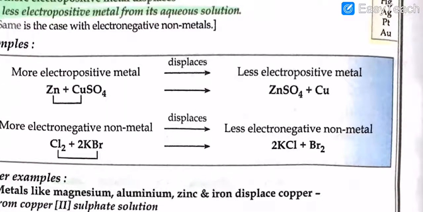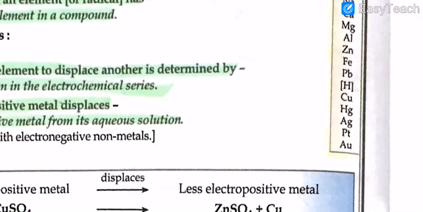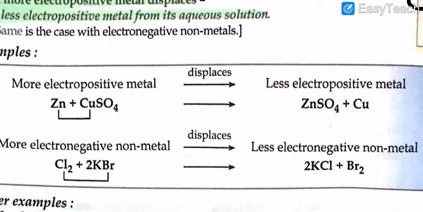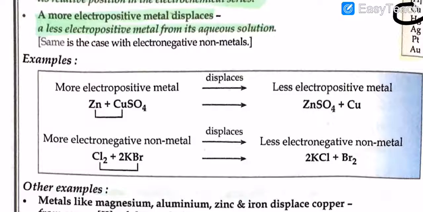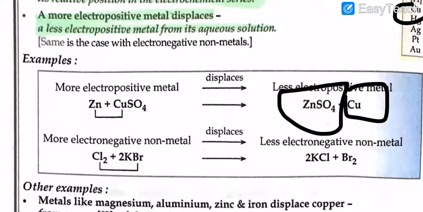Zn plus CuSO4. So in this case, Zn and Cu, Zn has a more electropositive state. Why? Because as you can see over here, Zn comes before Cu. So Zn can easily displace Cu from SO4. So it will become ZnSO4 plus Cu.